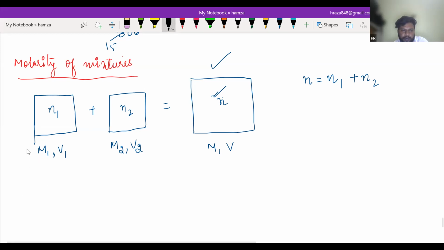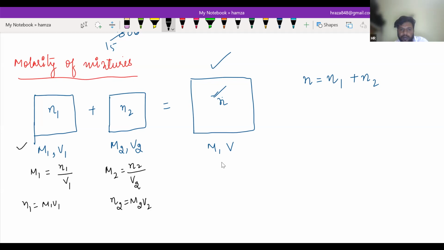Now see, for this container, I am going to apply M1 is equal to N1 upon V1. So N1 has a value M1 V1. Similarly, N2 is equal to M2 V2. Again here M is equal to N upon V, so N is equal to M into V. Yes or no? Are you getting it?